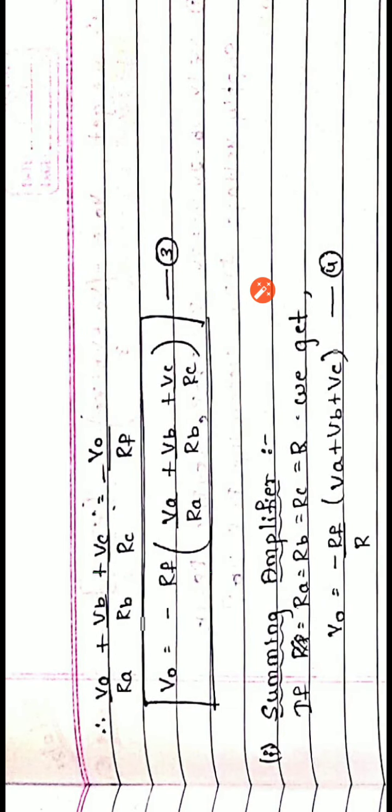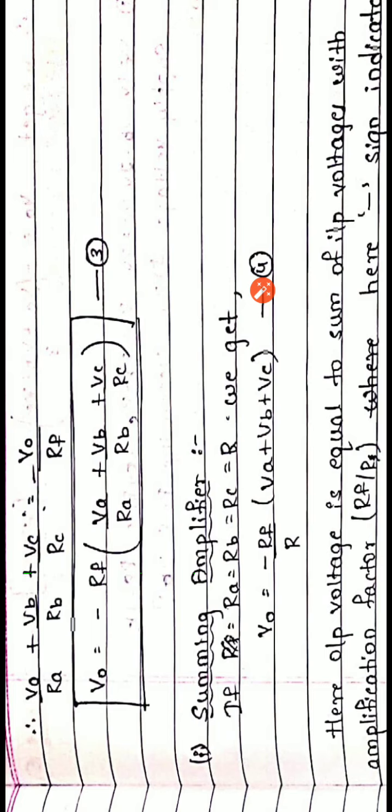Now from this we have to do it for summing. To do the summing, I am going to assume that RA equals RB equals RC equals R, meaning all these values are now equal to R. Since they are equal, we can take it as common at the output side. So V0 equals minus RF by R times VA plus VB plus VC.